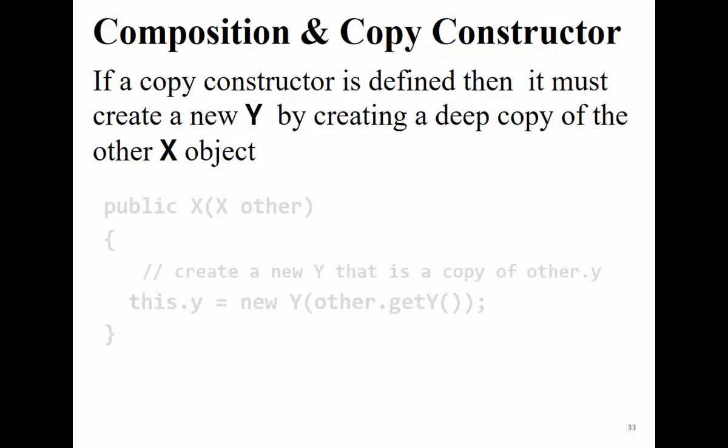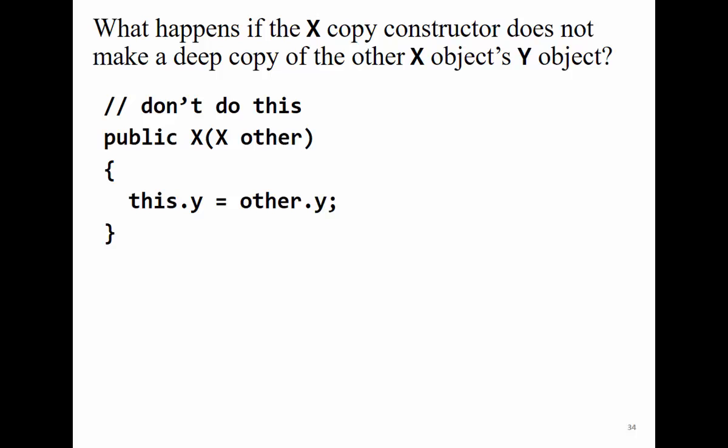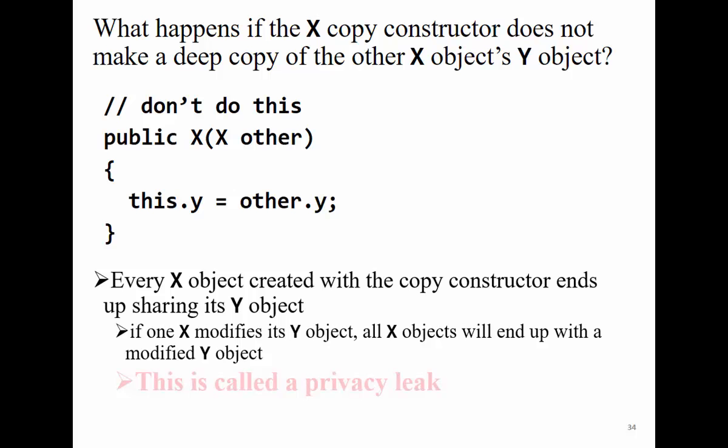Now, if you have a copy constructor and you pass another x, you take other.getY, and you create a new copy of y. Y is an object. If it's a primitive, you don't need to do this, because you are just moving the value of the primitive, and the value is stored in memory. So this is the defensive copy. In a copy constructor, you should not just assign the reference, because then the other object and this object have the same address for y. Both have access to y, and this is a privacy leak. We cannot allow this.